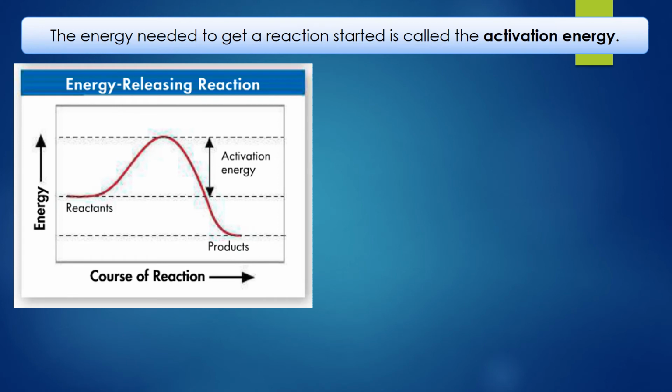Here's an example of an energy releasing action. You start with this amount of energy right here in your reactants, and your end result is much lower. That's because some energy has been released. However, you do have to put a little bit of energy in to that reaction to get it going. That's called the activation energy. Okay, so you start at a certain level, you end at a lower level because energy's been released, but you have to put a little bit of energy in to begin with.